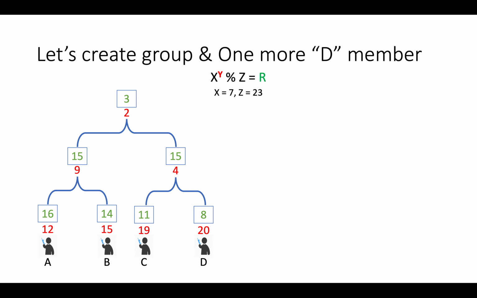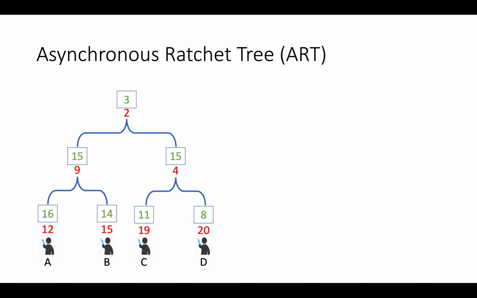So what does this structure look like? This is called an asynchronous ratchet tree. Now you can guess why it is called a ratchet tree. You can clearly see that a child can derive the secret of a parent node. But if a parent node wants to derive the secret of a child, then there is no way. So this tree has only an upward path, no downward path.